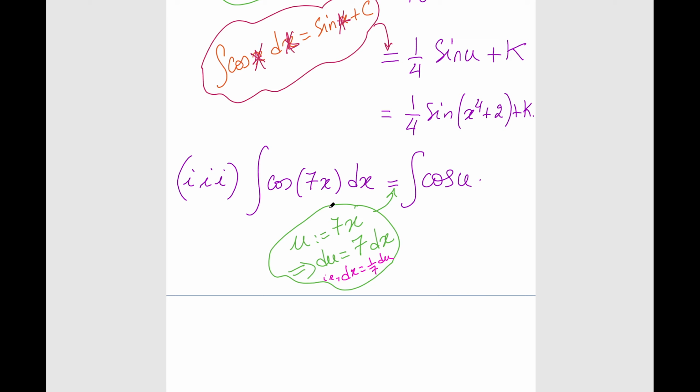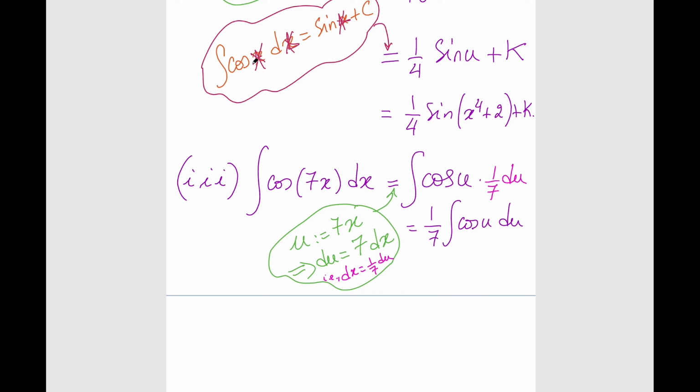The 7x is the u, and the dx has to be written in terms of u, and its differential. Well, it happens that 7 dx is du. So what's 1 dx? It's 1/7 du. So instead of dx, I can replace it by 1/7 du. Make sense? So this becomes then 1/7, which is a pure constant, push it outside, primitive cosine u du.